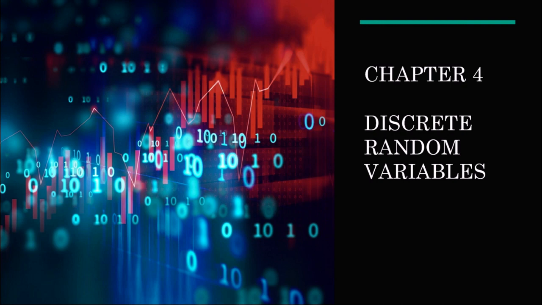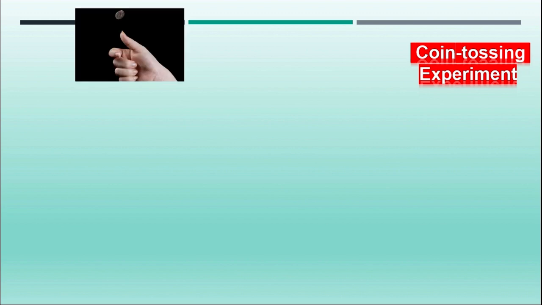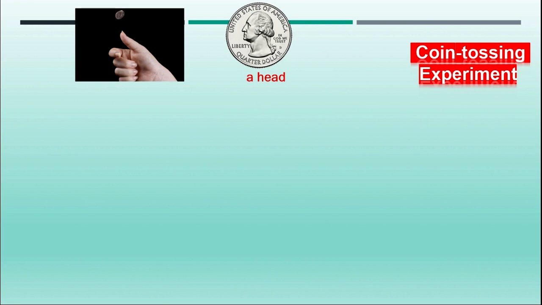Hello everyone. This video is about Chapter 4, Part 1, Discrete Random Variables. Firstly, I will show you the definition by a tossing coin experiment. When you toss a coin, it can be a head or a tail on the top.